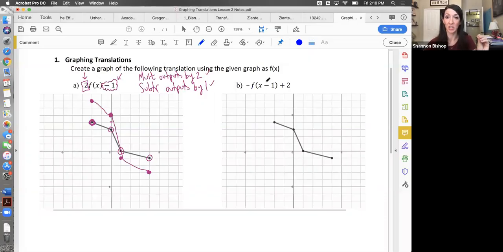So order of operations would tell us parentheses first. So within the parentheses, what I see is a -1. But what does that really mean? That's a horizontal shift to the right 1. Yeah, remember, opposite direction. So even though I see a -1, what that really means is horizontal shift to the right.